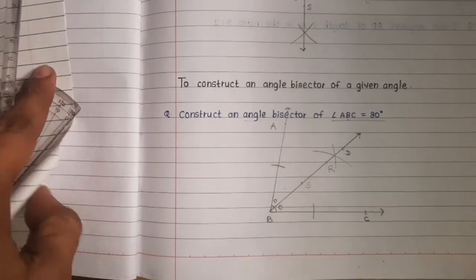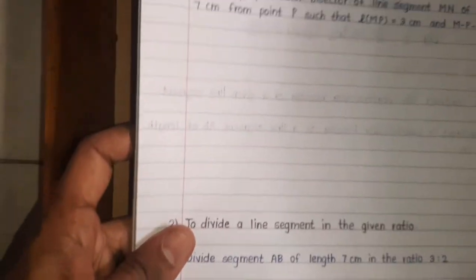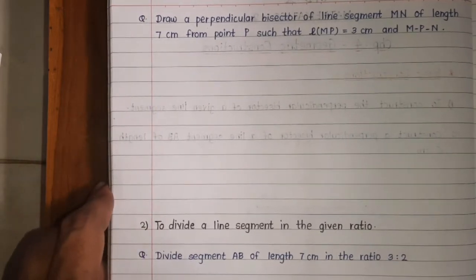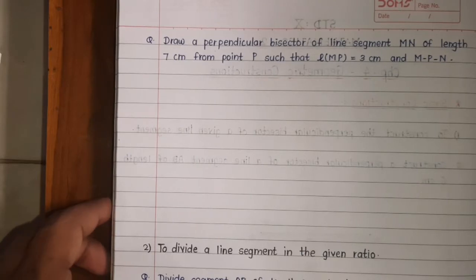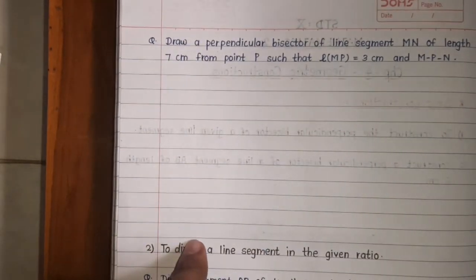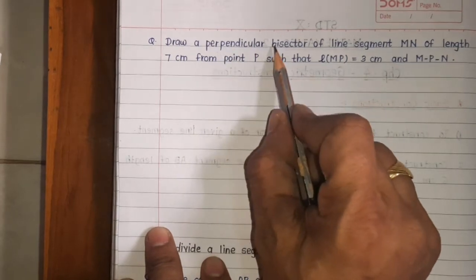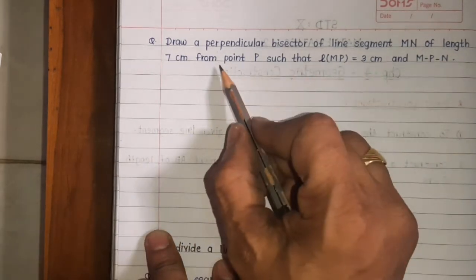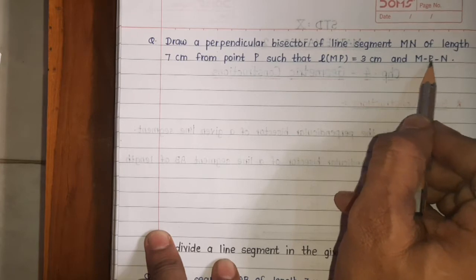These are the basic constructions. Now we have to see another basic construction. Dear student, draw a perpendicular bisector of a line segment. See the question again: draw a perpendicular bisector of line segment MN of length 7 cm from point P such that length MP is equal to 3 cm and M-P-N.